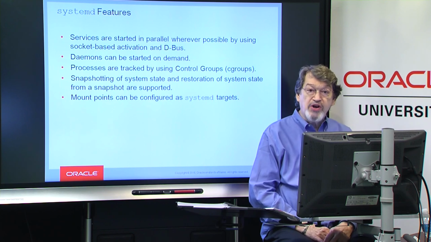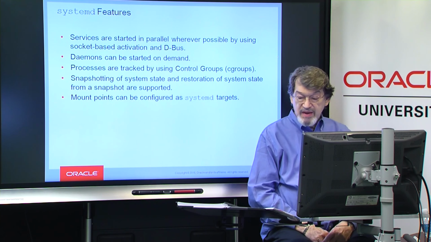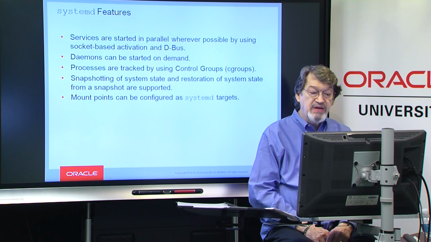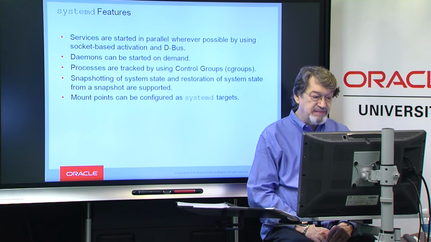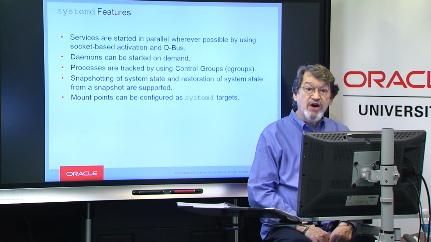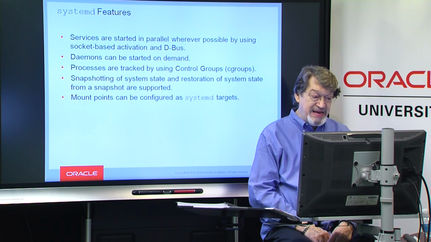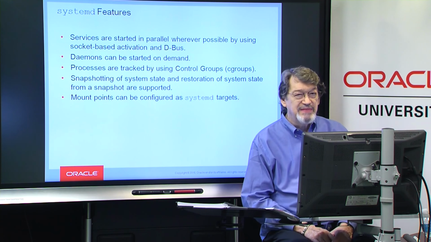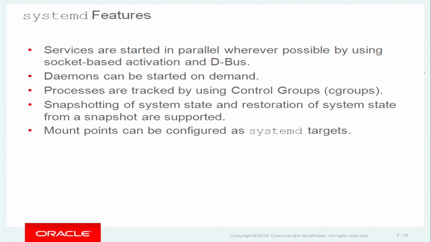So services are started in parallel, and by using the socket-based activation and the D-Bus, all right, daemons can be started on demand. Processes are tracked using control groups. That'll be one of our later lectures in the course. Snapshotting of the system state and restoration of system state from a snapshot are supported, and mount points can be configured as systemd targets.